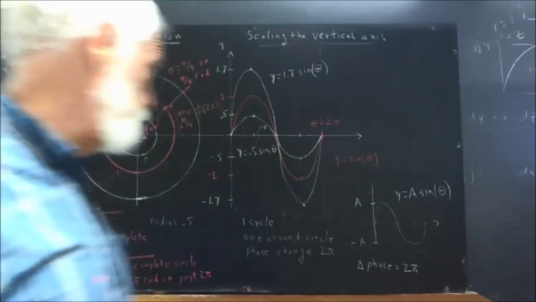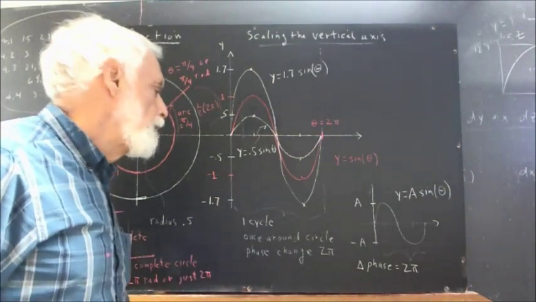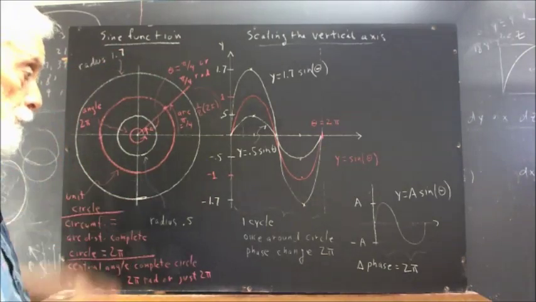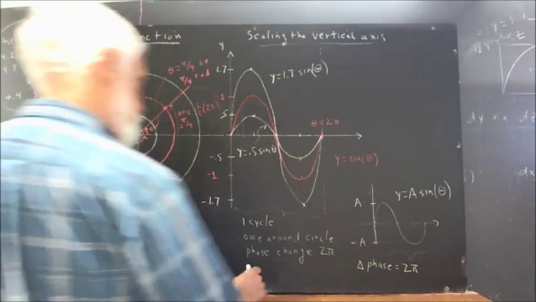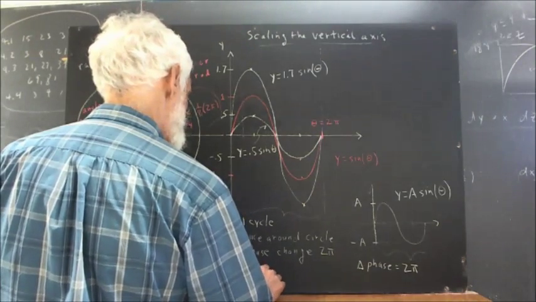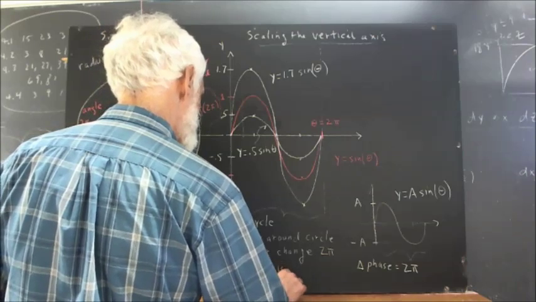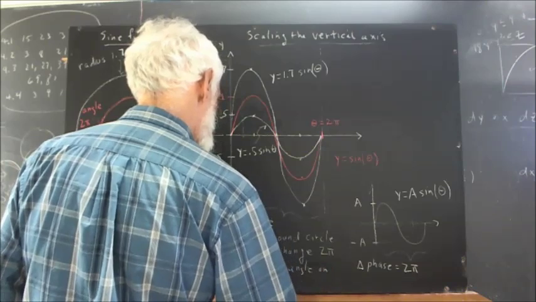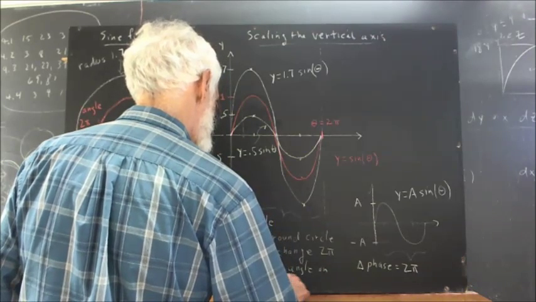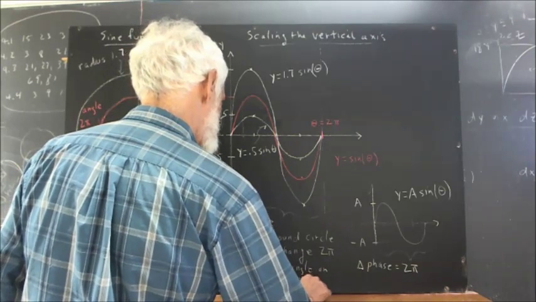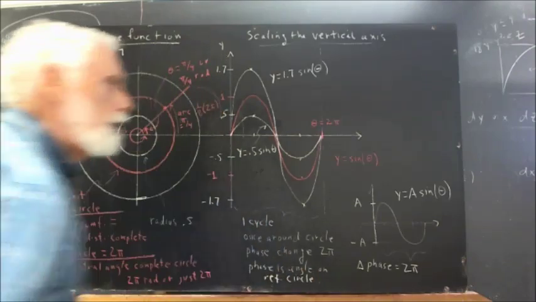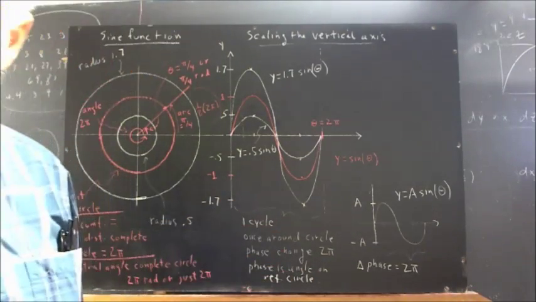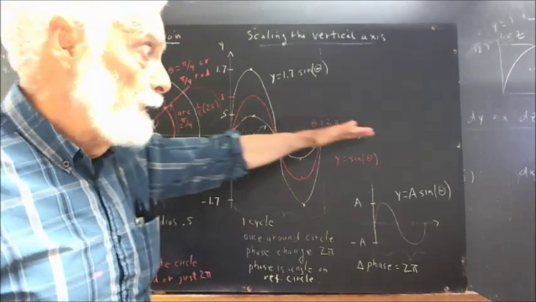Now, what I mean by phase: the phase is the angle on your reference circle. Okay, so phase is the angle on the reference circle. Very important idea that we want to keep in mind as we go on and talk about scaling the horizontal axis.